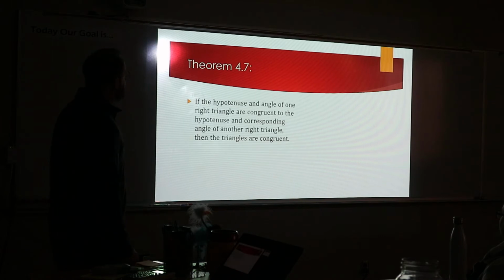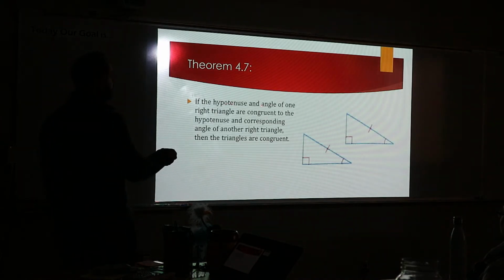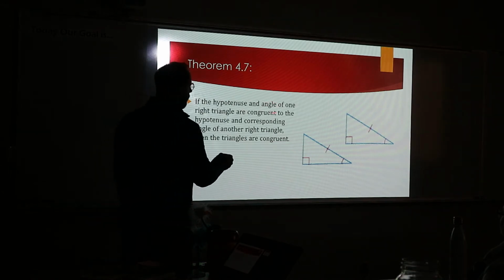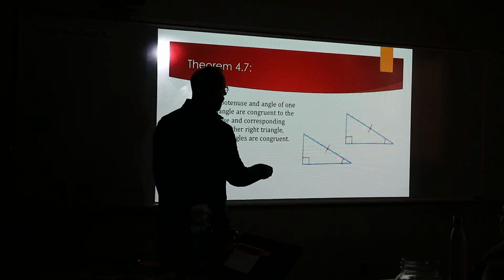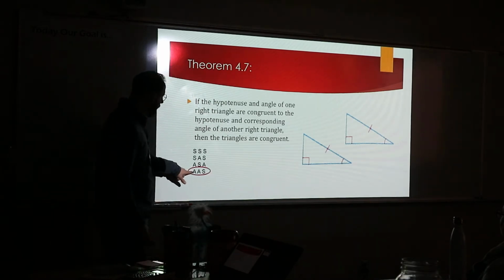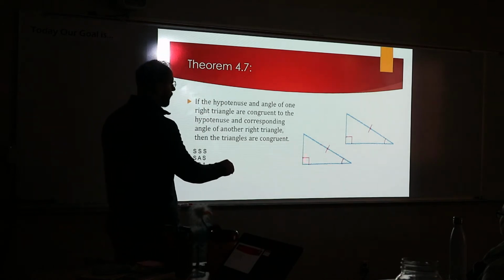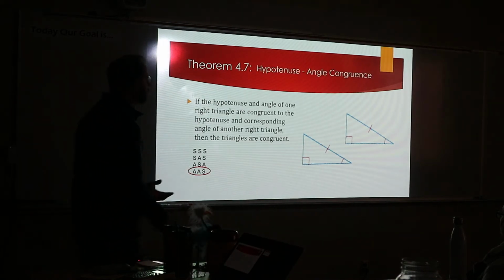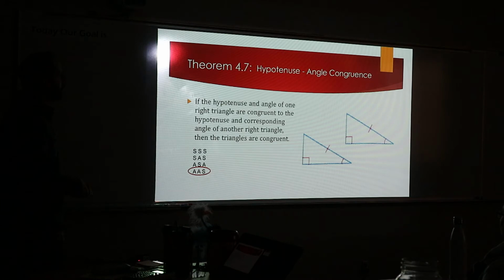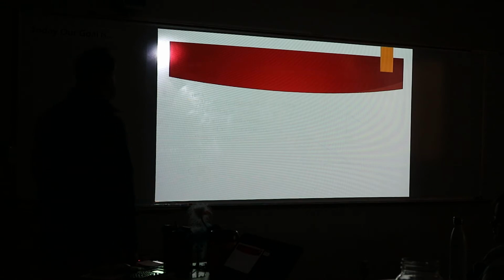Okay, then the other one we talked about was 4.7. You're given the hypotenuse, the longest wall, and then a random angle, one of the acute angles, so a hypotenuse and an acute angle. These triangles are equal because of this last one, AAS, angle, angle, side. The wall is not in between, so it's angle, angle, side. But again, this is called the HA theorem, or hypotenuse angle congruence theorem. I called it HA. So that's what we talked about yesterday.